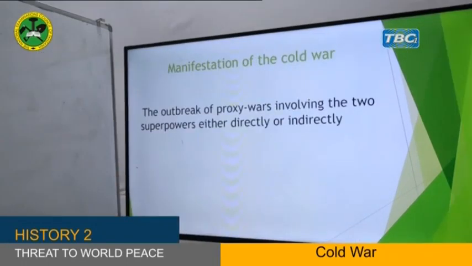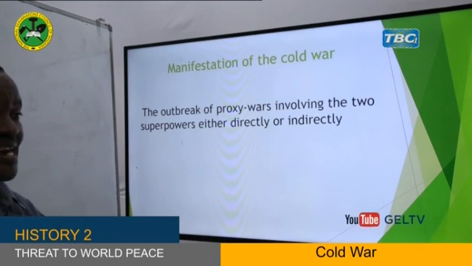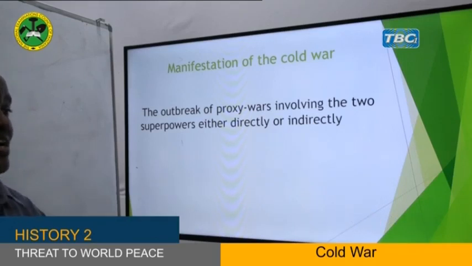Another manifestation of the Cold War is the outbreak of proxy wars involving the two superpowers, either direct or indirect. As I said earlier, we have this proxy war. These two countries, USA and USSR, under the situation of Cold War, never fought directly against each other. But there were some wars which occurred either between one of them and other countries, or between other countries supported by these two countries. This is what we mean by proxy war.